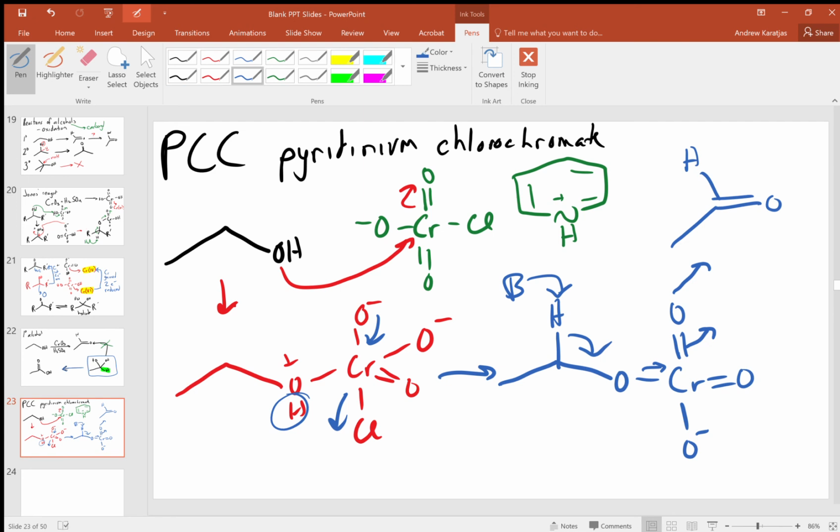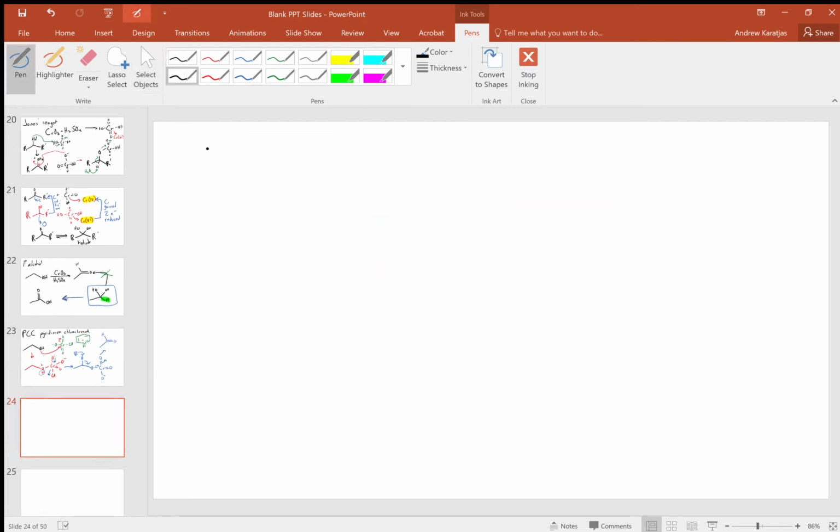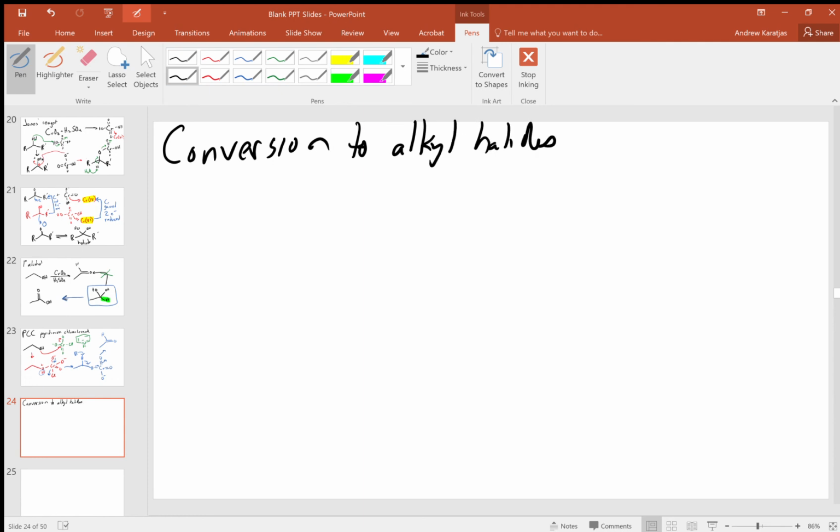So oxidation is by far the most important reaction for alcohols. But the other reaction I want to talk about briefly is that we can convert alcohols over to alkyl halides. And we're not going to go over the mechanism of this one here. We'll come back to this mechanism when we look at acyl substitution reactions, but I'm just going to show it so that we are aware of this reaction.